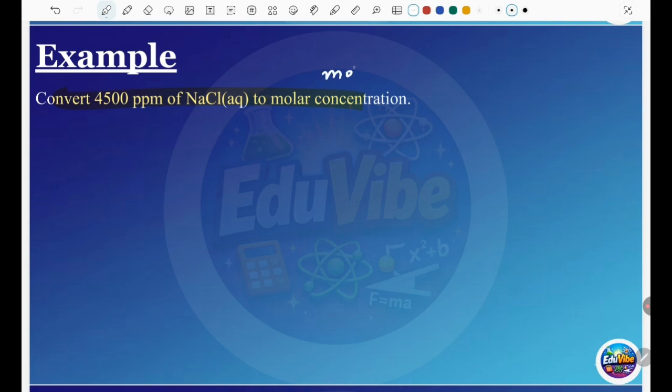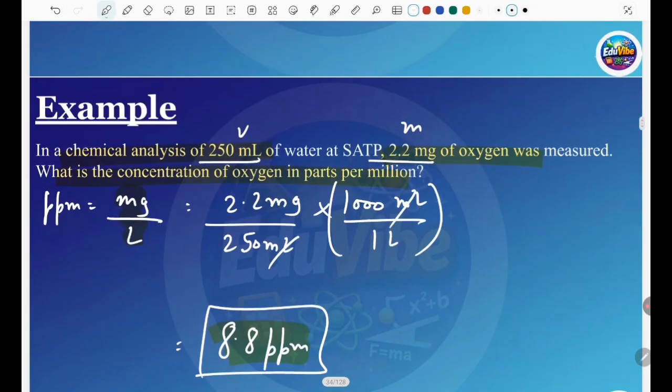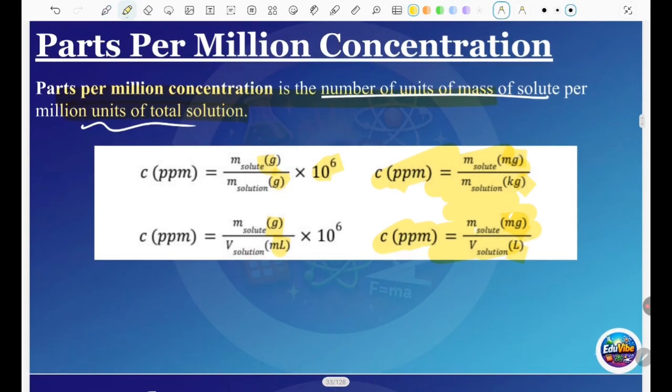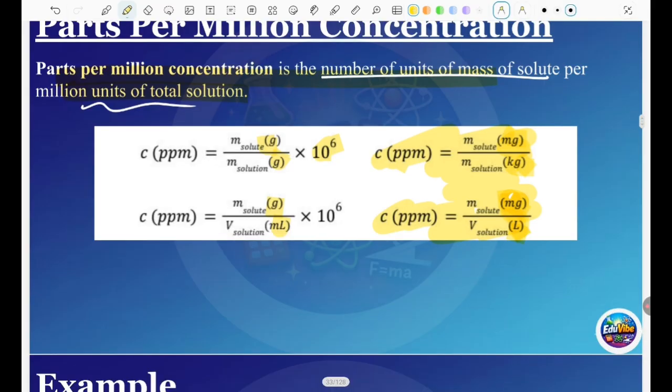So in moles per liter you want, but basically you have the ppm. Now either you use mg per kg, or you use mg per liter, but you have to ultimately convert into moles per liter. For my convenience, you have to use the mg per liter, because we want moles per liter and we already have the liters. So we only have to deal with the mg to convert into moles.